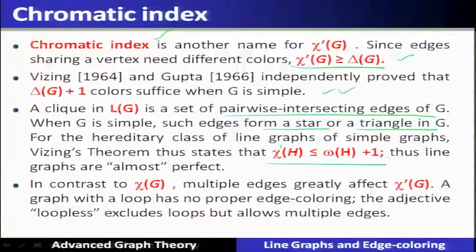In contrast to chi G, multiple edges greatly affect chi prime G, that is the chromatic index. So a graph with a loop has no proper edge coloring. That is an important point to be noted. Hence loops will be excluded here, but multiple edges are allowed in edge coloring.